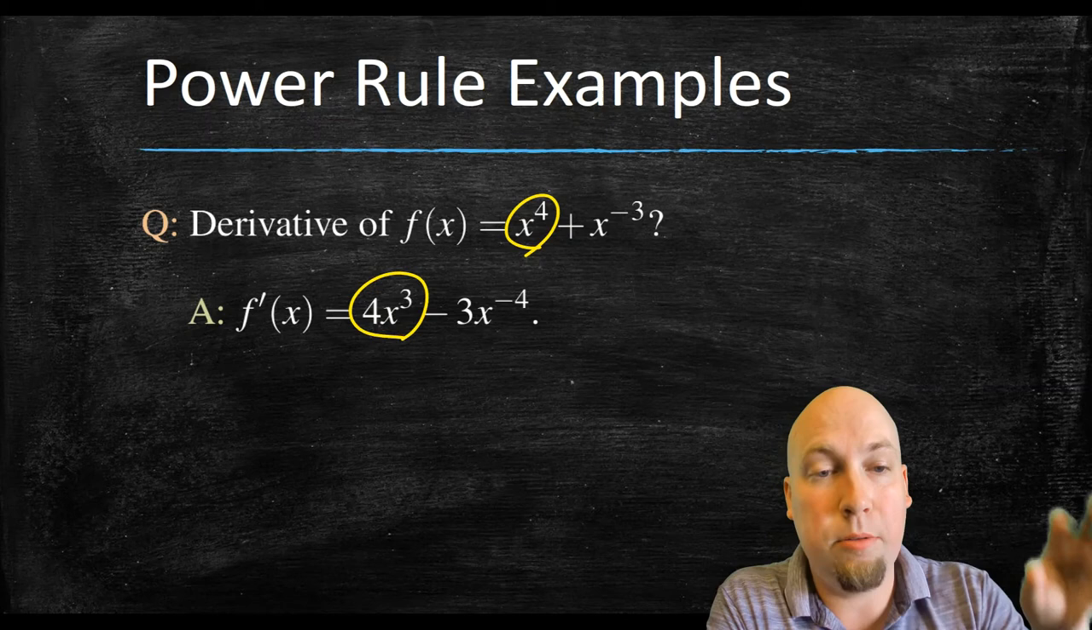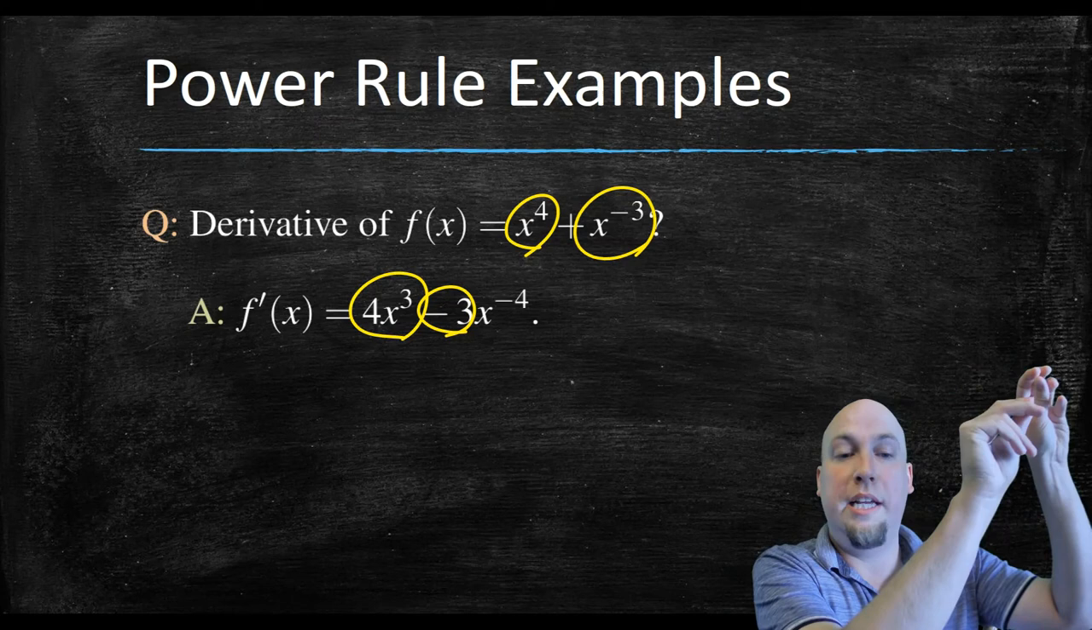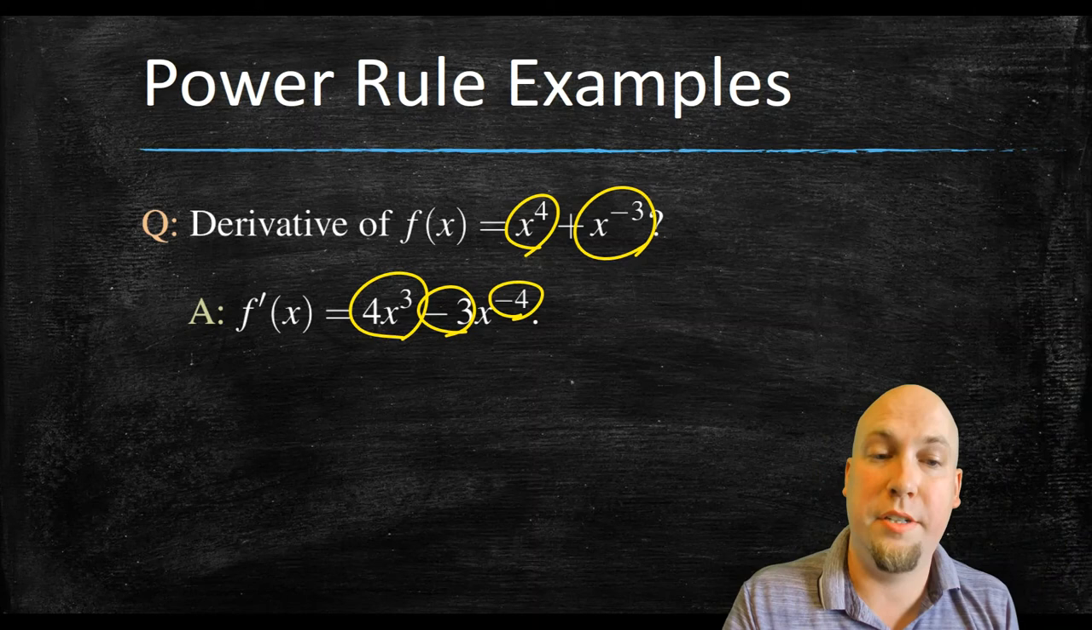Bring the 4 out in front, decrease the exponent by 1. Okay, and the derivative of this x to the power minus 3, the minus 3 comes out in front. And be careful, when you decrease minus 3 by 1, it becomes minus 4. Right? You're doing minus 3 minus 1, which is minus 4, so that's your new exponent.